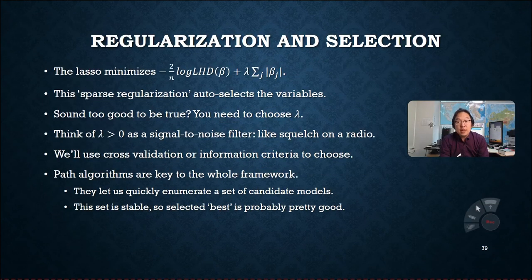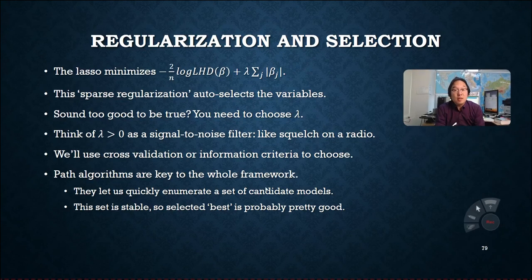And then regularization and selection. The LASSO minimizes this, and this sparse regularization auto selects the variables. Sounds too good to be true? You need to choose lambda. Think of lambda positive as a signal to noise filter. It's like a squelch on a radio, shutting down the noise. We will use cross-validation or information criteria to choose where we should stop for lambda, that you saw on that path. AIC, AICc kind of things will be there for you.